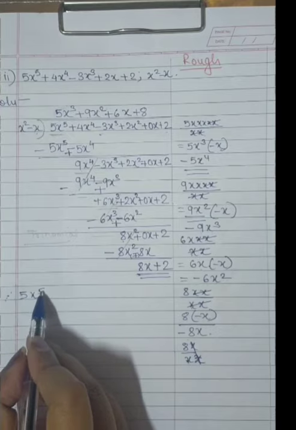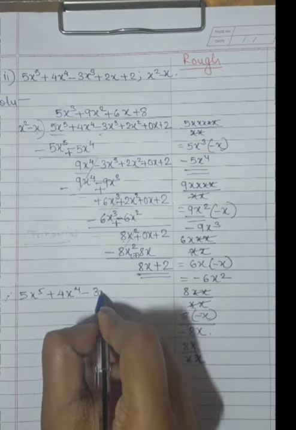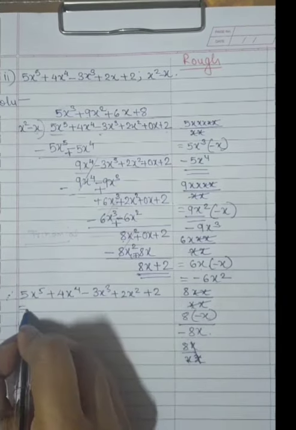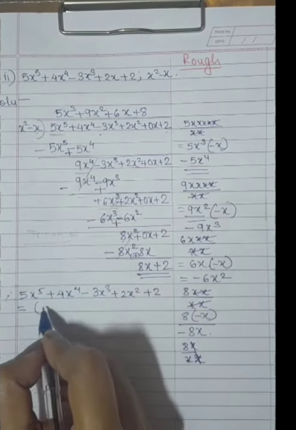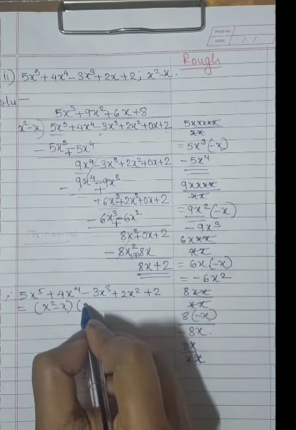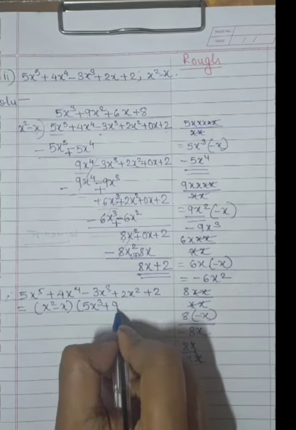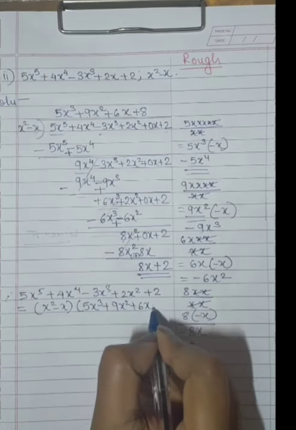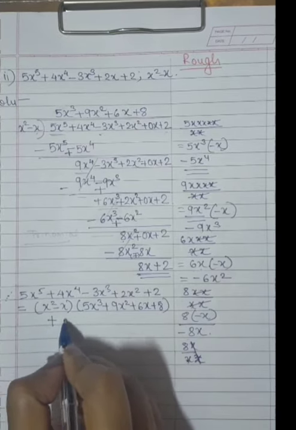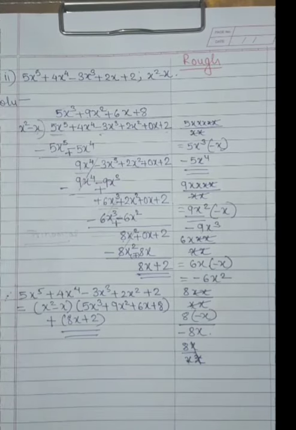x to the power 5 plus 4x to the power 4 minus 3x cube plus 2x cube plus 2 is equal to the dividend. The divisor is x square minus x, the quotient is x, 5x cube plus 9x square plus 6x plus 8, and the remainder will come as plus 8x plus 2. We got the answer for question number 2.